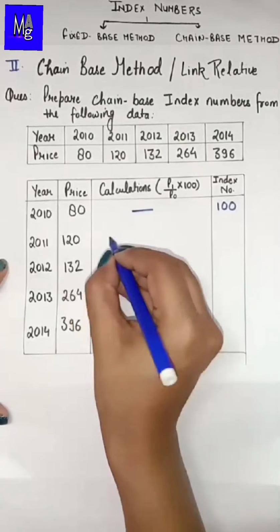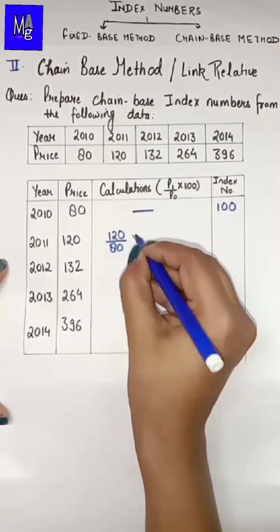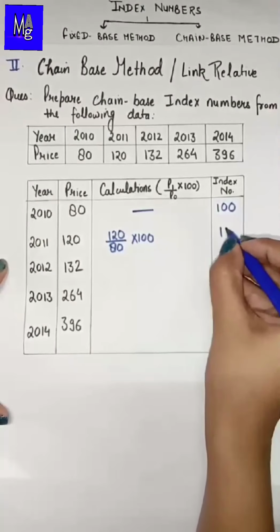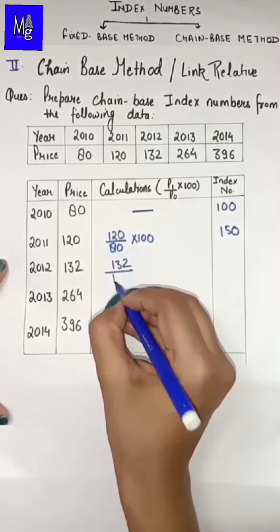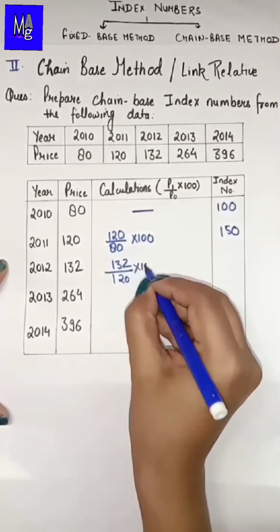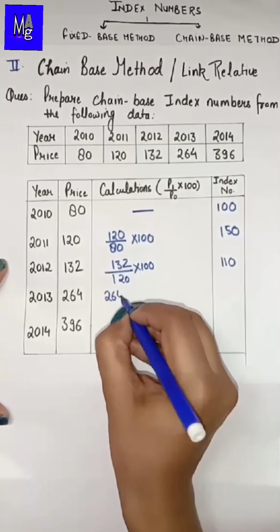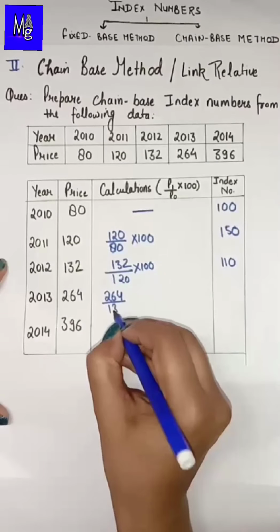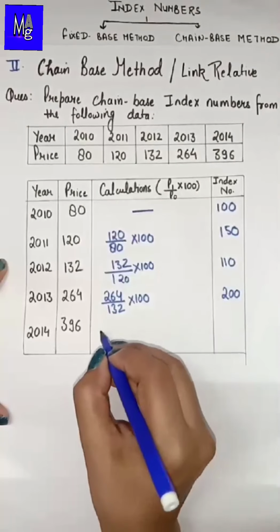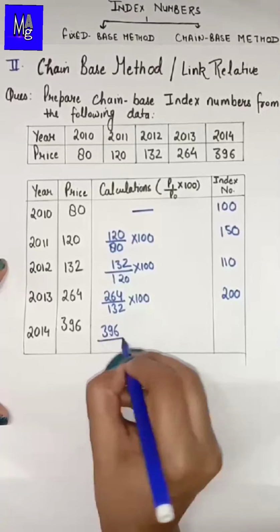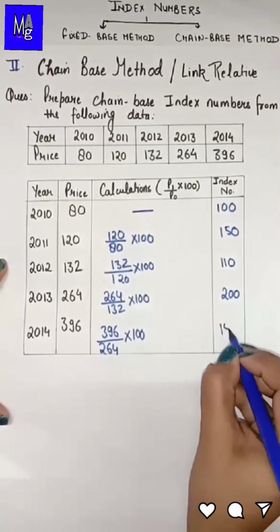Next is price of the current year upon price of the preceding year, that is 80 into 100, this will be 150, and price of the current year upon price of the preceding year, that is 120 into 100, this will be 110. Next is 264, price of the preceding year, into 100. This will be 200. Next is 396 upon 264 into 100, and this will be 150.